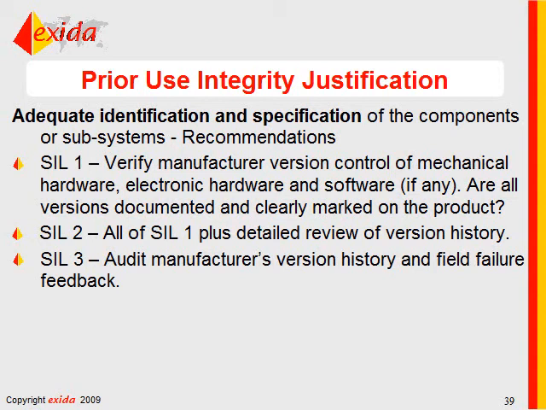Now, let's talk about identification. What do we mean, identification? What we're talking about here is changes. For SIL 1, verify that the manufacturer has a good version control system of all mechanical, electronic, and software design changes. Do they have a method for documenting the changes and informing the end user?